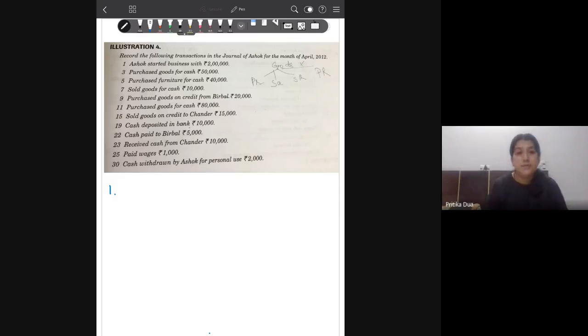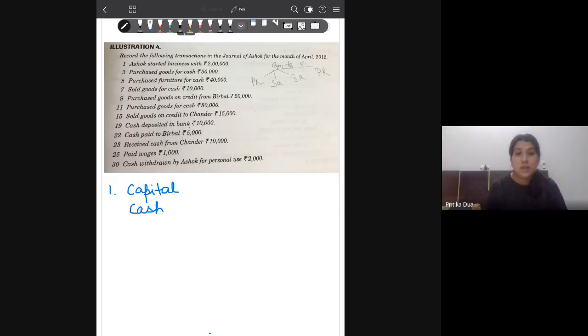Now Ashok started business with rupees 2 lakh. It means that the business has been started with a capital of 2 lakh rupees. Whatever funds or assets the owner brings at the starting of the business is known as capital. If nothing is specified, this means that this is brought in cash. So the two accounts involved here will be the cash account and the capital account.